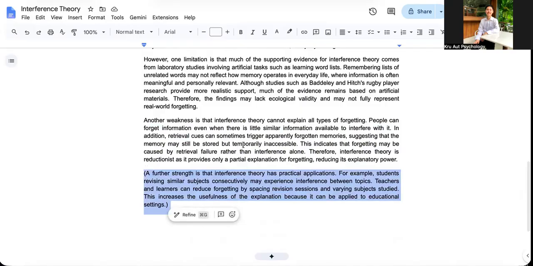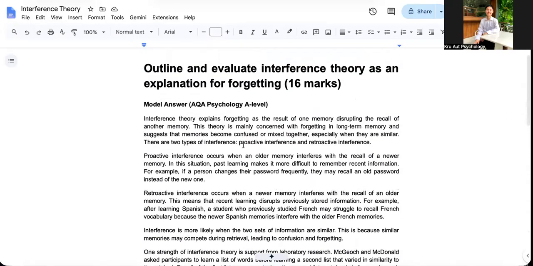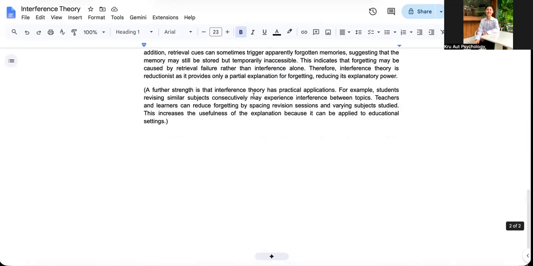Now on to the additional strength. Why do I always have it in brackets? Because I believe it's better to use supporting studies to evaluate something that is a theory, a model, or an explanation, and in this case it is. So that's going to be the best strength to use. But if you can't recall up to two supporting studies to use in a strength, try to think about how the theory is useful, how it can be applied to the real world.